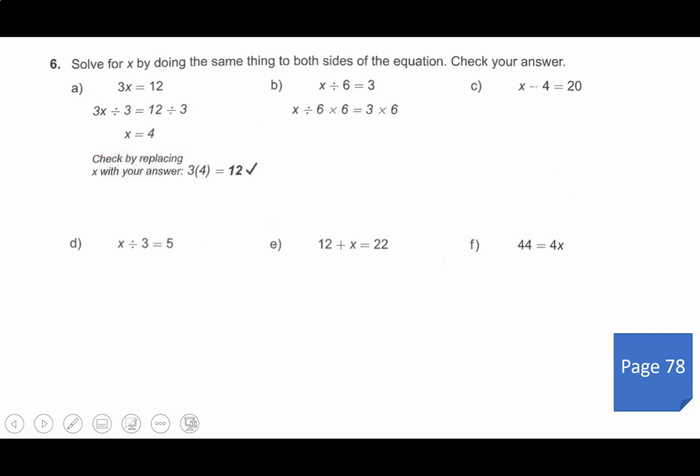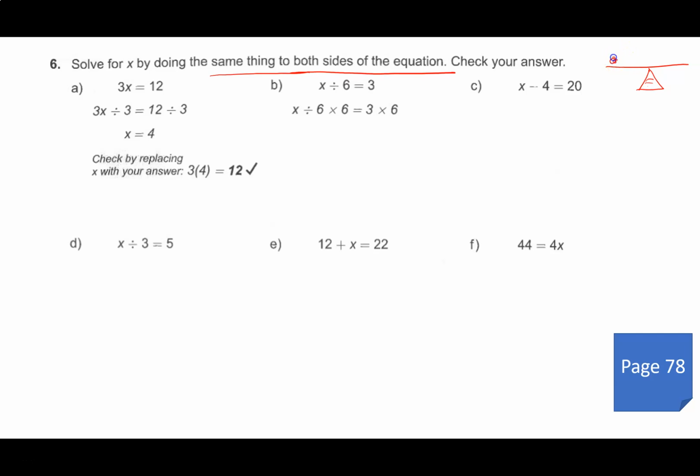All right, question 6 is on page 78, and it says, solve for x by doing the same thing to both sides of the equation. Check your answer. Remember, this is very important, especially this part of the sentence. Do the same thing to both sides. Remember our scale. If we want to keep it balanced or equal, we need to do the same thing.